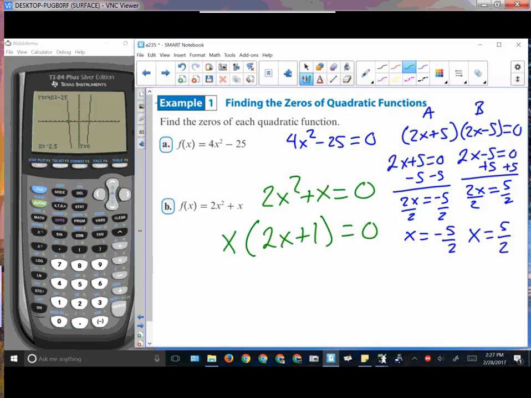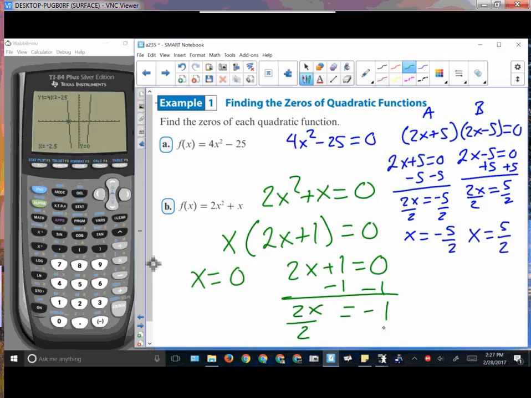But now we have two things. I have x multiplied by what's in the parentheses. So in order for this to be equal to 0, either one of two things must happen. Either x is equal to 0, or 2x plus 1 is equal to 0. Now I can solve this for x, subtract 1, subtract 1. 2x is equal to negative 1, divide by 2, divide by 2. So I have x is equal to negative 1/2.